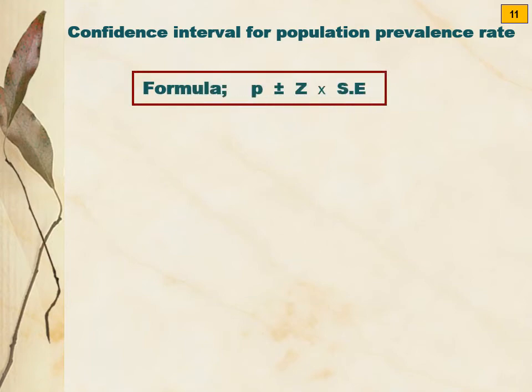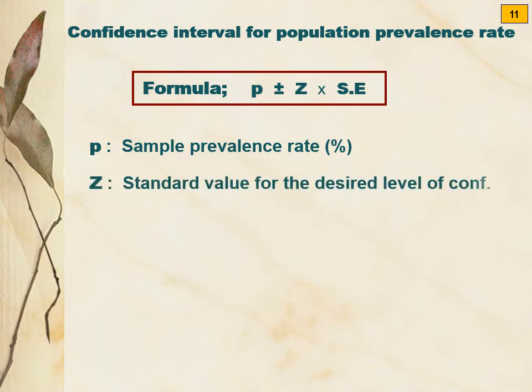The formula for the confidence interval, there it was x bar plus minus Z into SE. Here, because we are dealing with the proportion or percentage, it is P plus minus Z into SE. P is the sample prevalence rate, as x bar was the sample mean. Here P is the percentage of the characteristic in the sample. Z you know, you are familiar with the Z. Here the formula of SE is the square root of P into Q upon N, where Q is equal to 100 minus P.